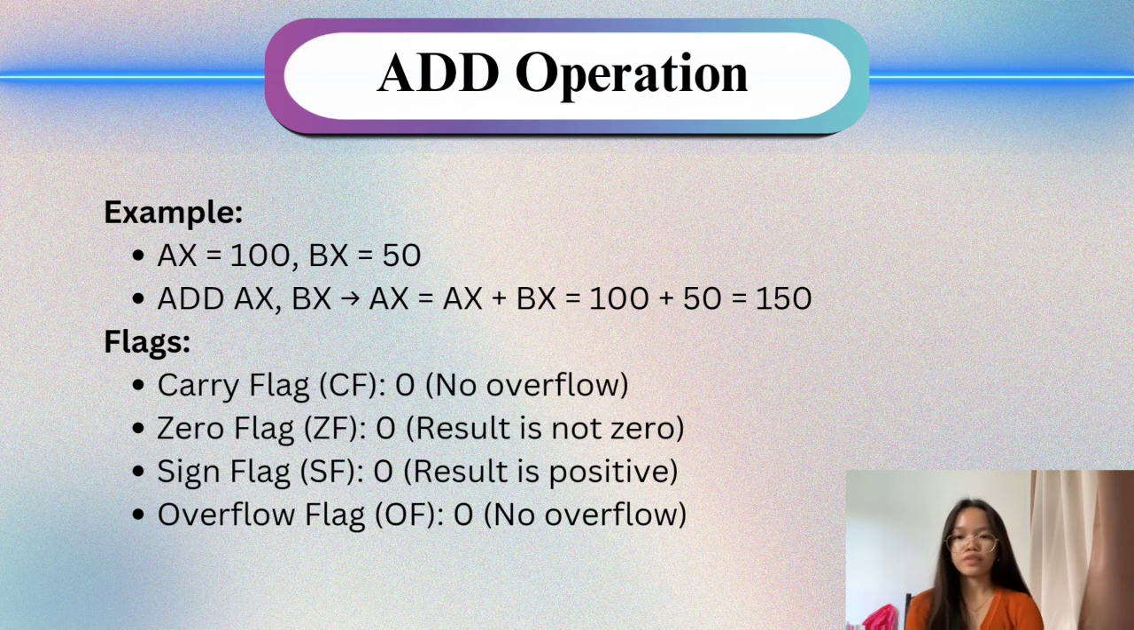Here's an example of the add operation. Let's say ax is equal to 100 and bx is equal to 50. Performing add ax, bx results in ax equal to 150. The flags would be updated as follows. Carry flag, 0. No carry. Zero flag, 0. Result is not 0. Sign flag, 0. Result is positive. Overflow flag, 0. No sign overflow. This example shows how the add operation works and how flags provide valuable information about the result.